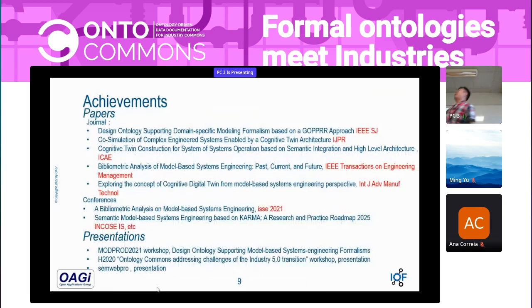So, current achievements. This is not all the papers from the conference, because we don't have enough space to put everything. But based on some proposed ideas, this is the paper introducing how the GeoPPRE ontology works to represent MBSE models. We also have some other papers based on the GeoPPRE ontology to support code simulation, system modeling, and system simulation, and we also investigated the whole MBSE domain.